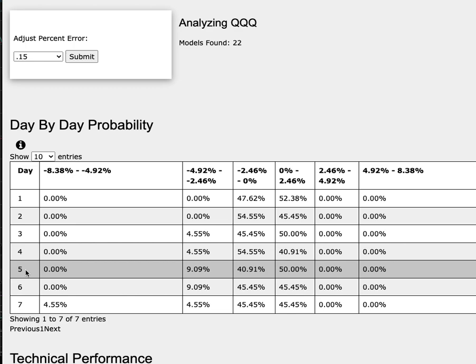As we progress to the fifth day of weekly trading, QQQ has a 50% chance to climb between 0 to 2.5%. To the downside, it has a 41% chance to fall between 0 to negative 2.5%, and a 9% chance to fall between negative 2.5 to negative 5%.